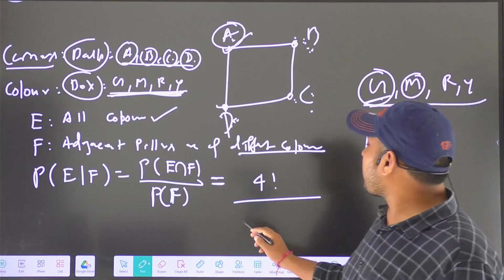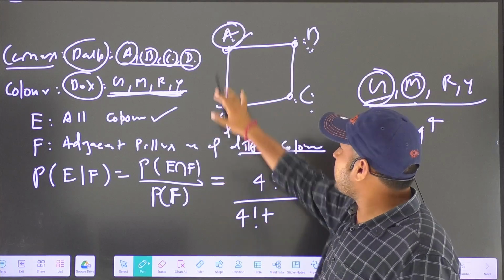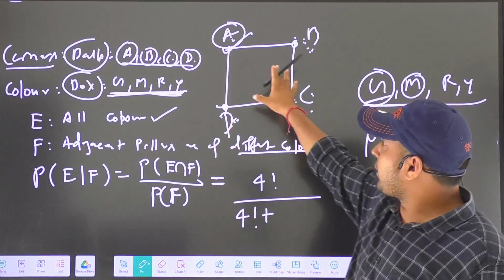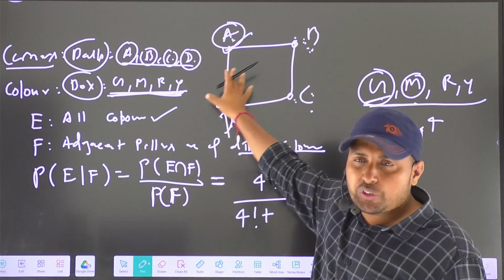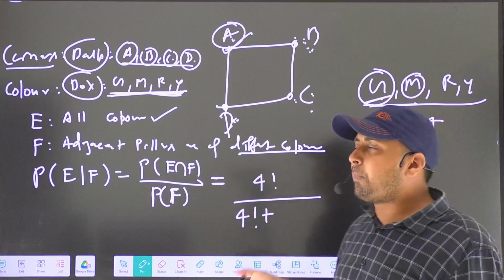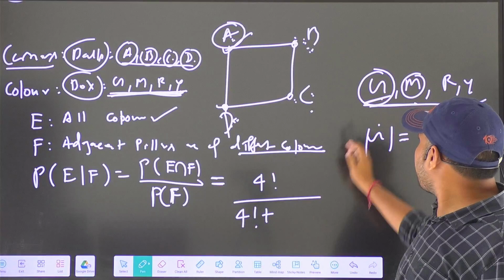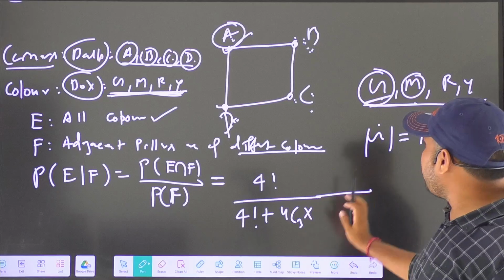Okay, so 4 factorial is the number of ways in which you can color with all 4 different colors. That is the one way. Now using just 3 colors. The question is, this is the way in which all 4 colors were used. So how many ways are there in which only 3 colors are used? So there are 4C3 ways. So 4C3. Now only 3 colors will be used.